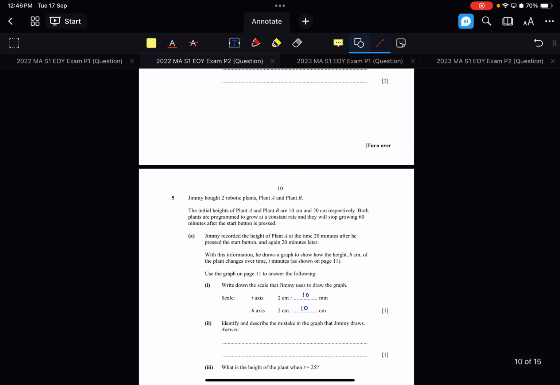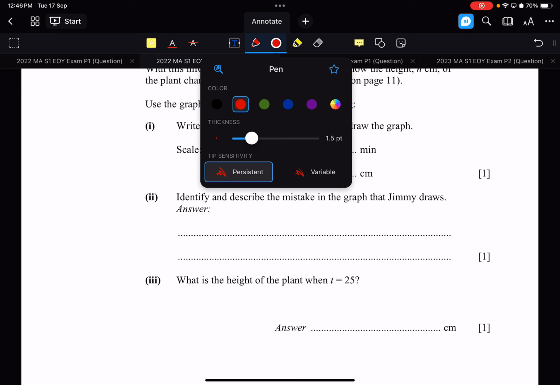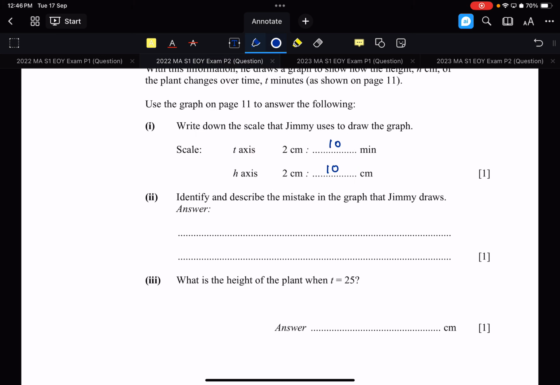So we should go back here and say nope. The graph should not continue after 60 minutes, right?